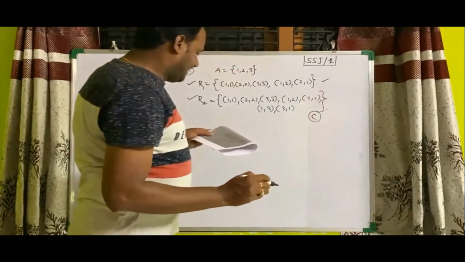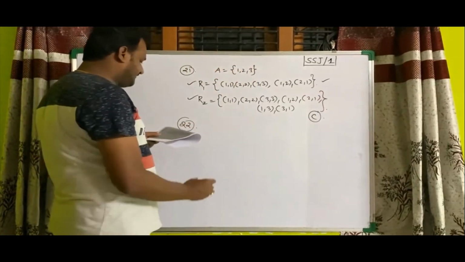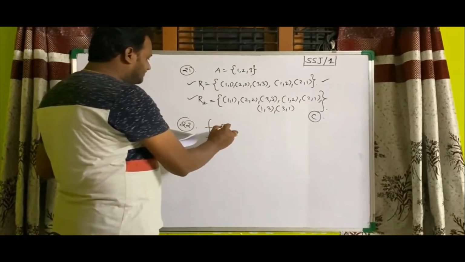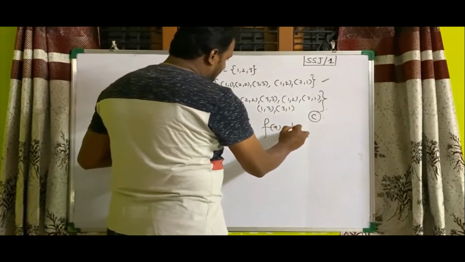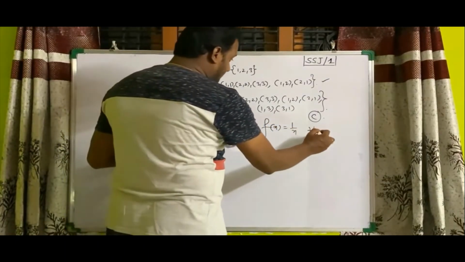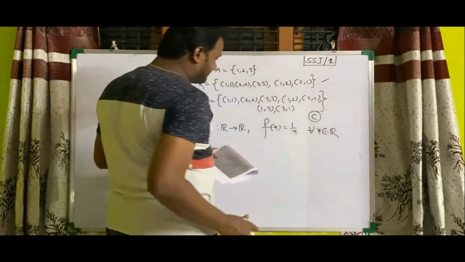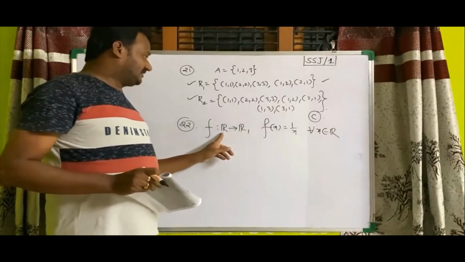Okay, that is C. And coming to the 22nd problem. What is the 22nd problem given here? f is a function defined from real numbers to real numbers, and f of x is given as 1 upon x, for every x belonging to R. See here, for every x belonging to R means you can take x as any number from the real number system.